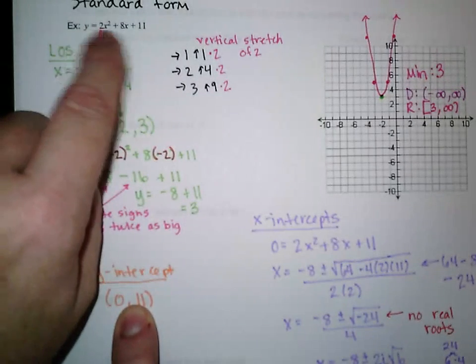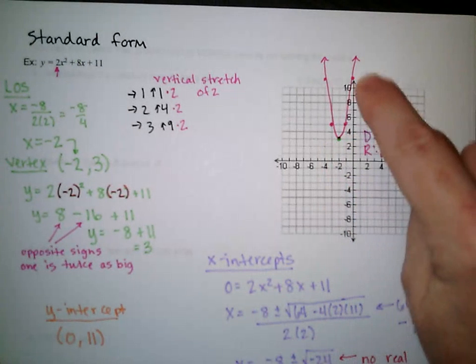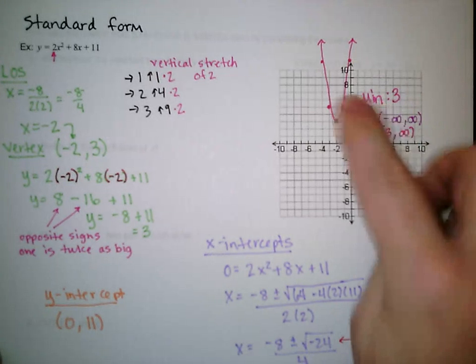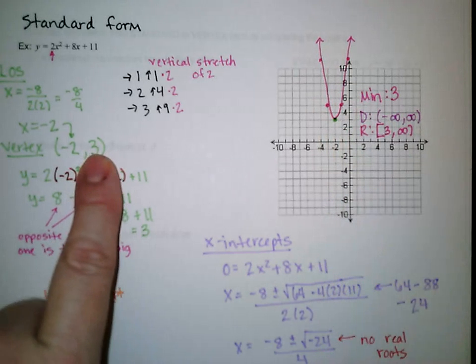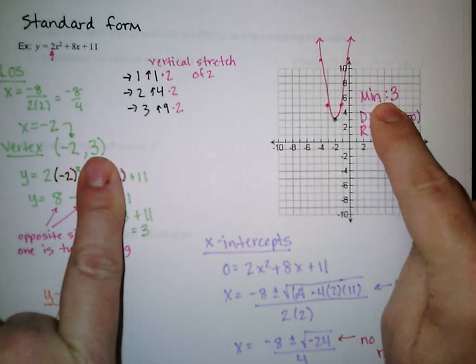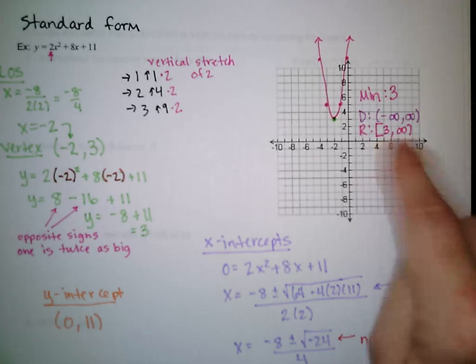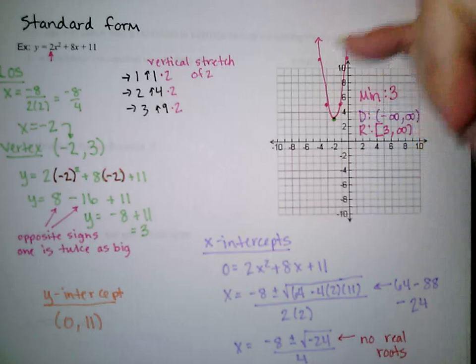Y-intercept, 0, c in our function, that was 11, so 0, 11. And we can see that on here, 0, 11. The max and min. This parabola, since it opens up, has a minimum value. Remember that minimum value is the y-coordinate of the vertex. So our minimum is 3. The domain for all the parabolas was all real numbers or negative infinity to infinity. And then the range is going to be related to the vertex. So on ours, we start at 3 and go to infinity.